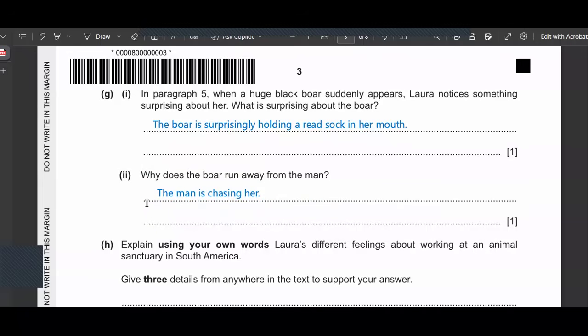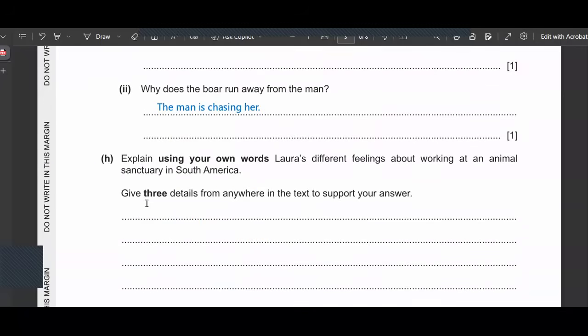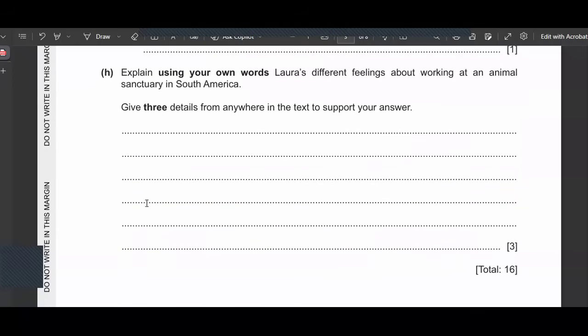In this way, we would be able to get 1 out of 1. Now, moving on to the last part of our question number 1, which is H. This question requires us to explain, using our own words, Laura's different feelings about working at the animal sanctuary in South America. And we are supposed to give 3 details. This is a 3-marker question.